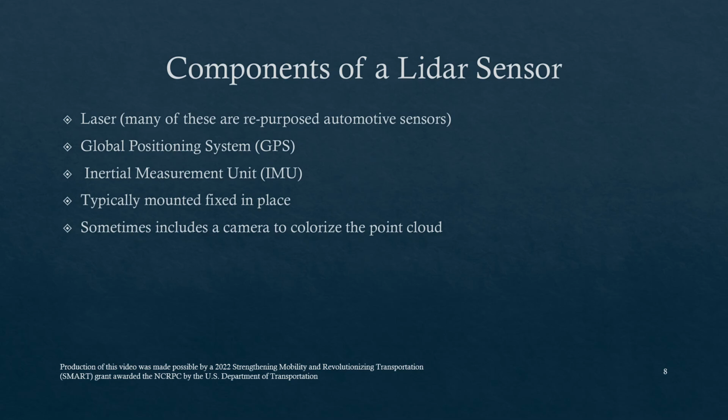Then you've got your GPS that's measuring your location information, and then the inertial measurement unit, which works a lot like your inner ear. It's an electronic piece of equipment that provides orientation information. This is really critical, and there are calibration procedures to all LiDAR systems that are important to quality data. Most of these sensors are mounted fixed in place, not on a gimbal like many of the photogrammetry sensors are. And sometimes there is a camera included along with the LiDAR to help colorize the point cloud.